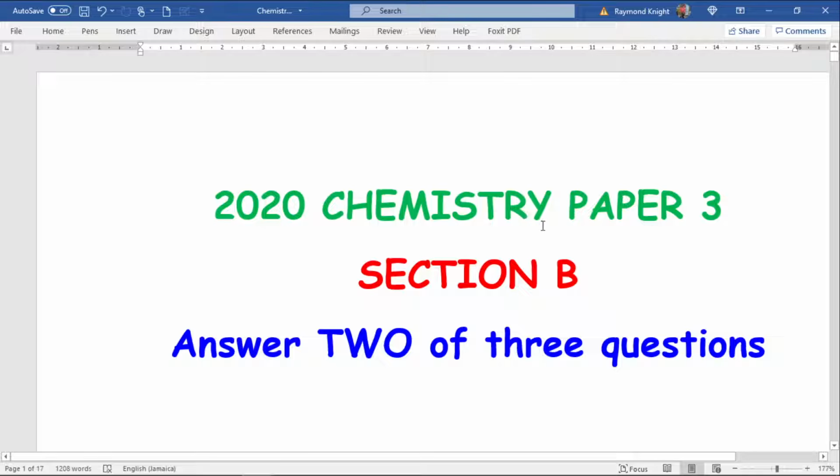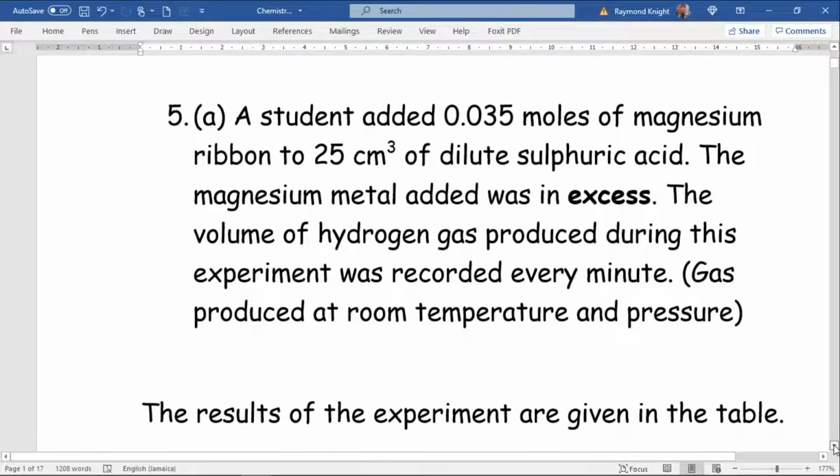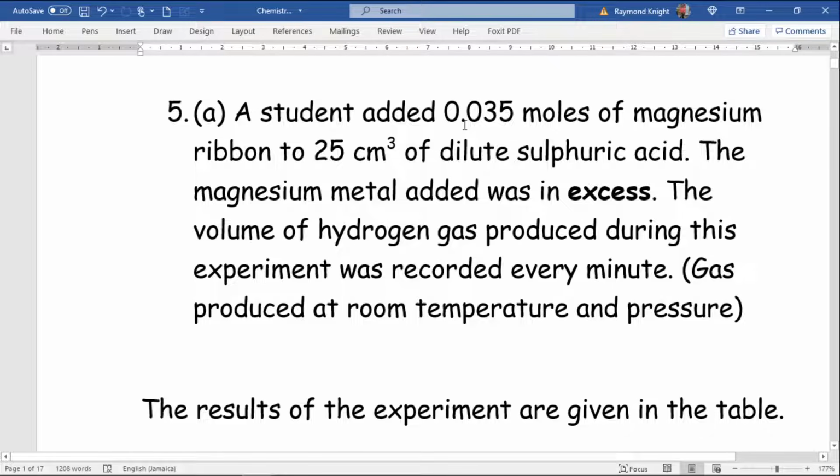All right, so now we're in section B. Answer 2 questions out of 3, but again, I'm going to answer all 3 questions for you. The first question is question number 5. It says students added 0.035 moles of magnesium ribbon to 25 centimeters cube of dilute sulfuric acid. The magnesium metal added was in excess. The volume of hydrogen gas produced was recorded every minute. Gas produced at room temperature and pressure. That's a very important point right there.